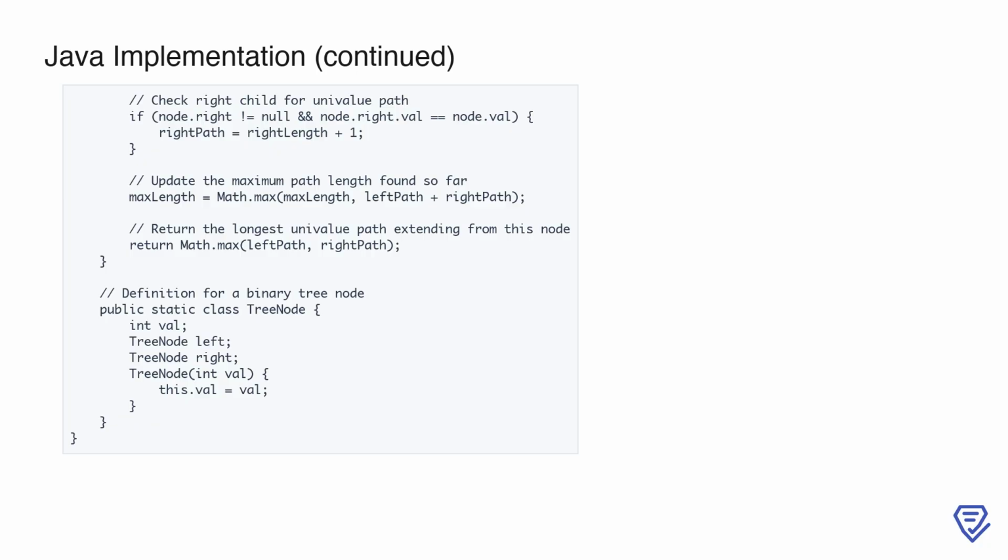At the bottom, we also define the TreeNode class, which represents each node in the binary tree. It includes fields for the node value, as well as references to the left and right children. This encapsulated structure allows us to work with the binary tree nodes seamlessly throughout the implementation.